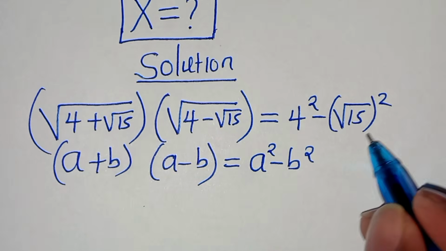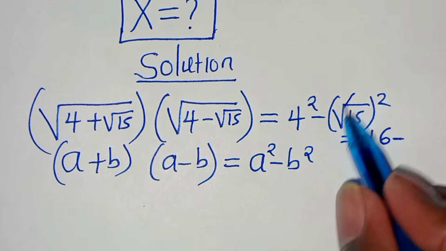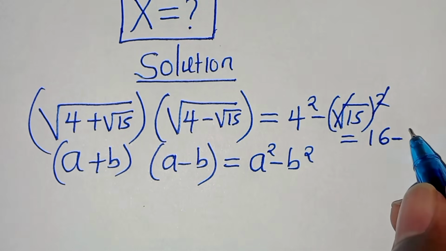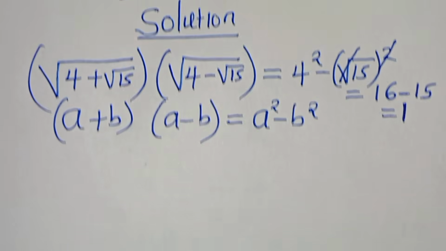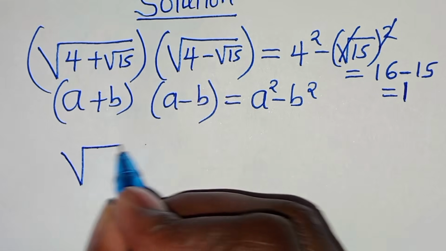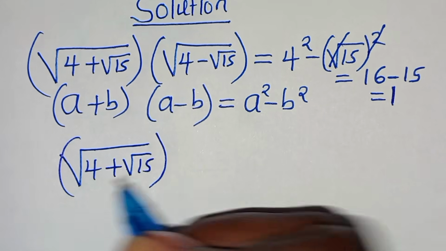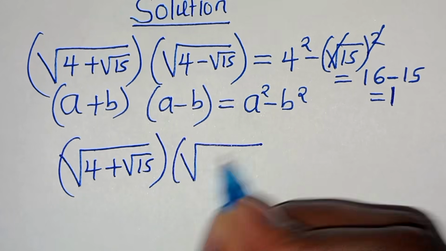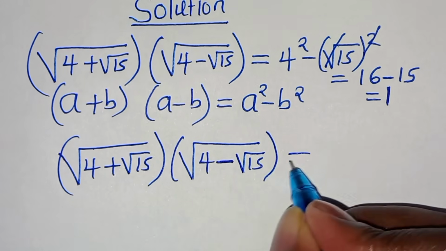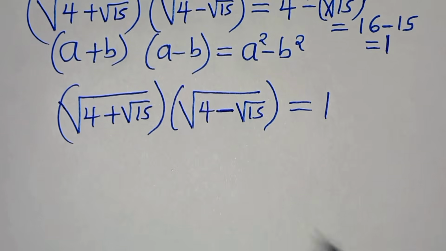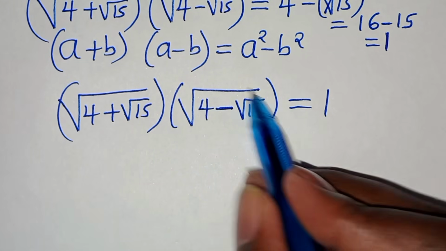So this is the same thing as 16 minus, let's eliminate the square root of 15 here, 16 minus 15, and this is equal to 1. So in other words, the square root of 4 plus square root of 15 multiplied by square root of 4 minus square root of 15 is equal to 1. Let's make the square root of 4 minus square root of 15 the subject of the formula.